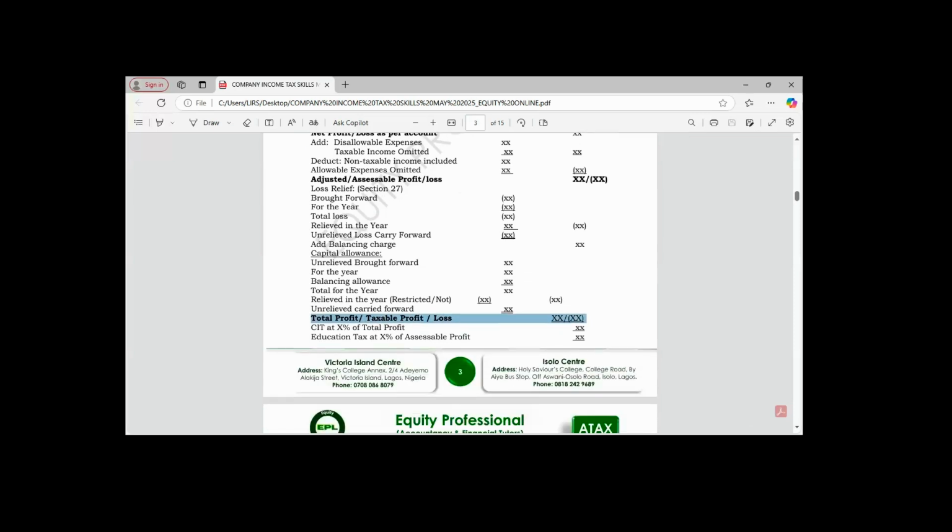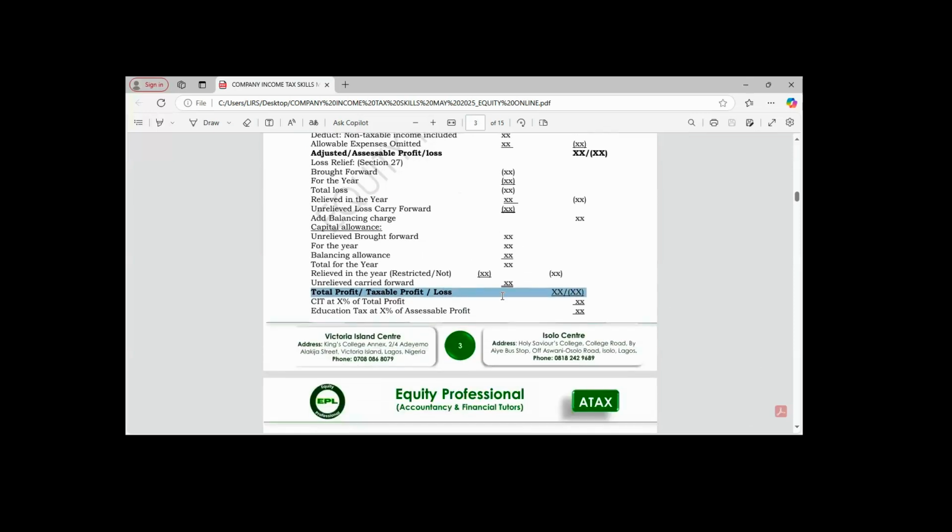It will give you total profit or taxable profit. This total profit is what you are going to apply your company income tax to, at the applicable rate, which can either be based on whether the company is medium or large, either 20 or 30% of this total profit. The profit you get at this adjustment is called either total profit or taxable profit.